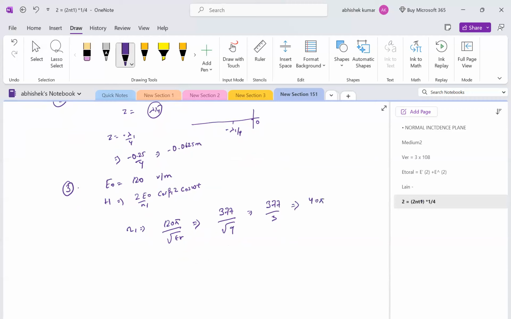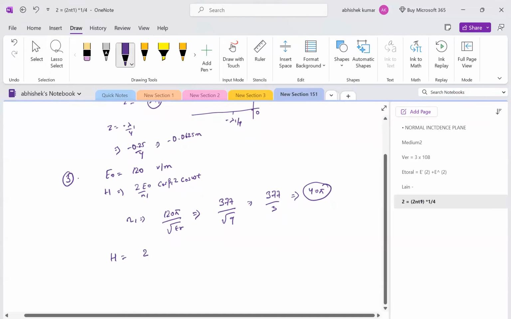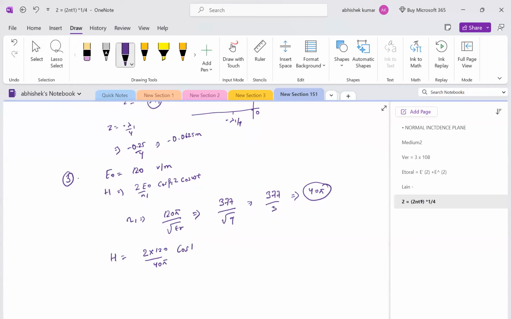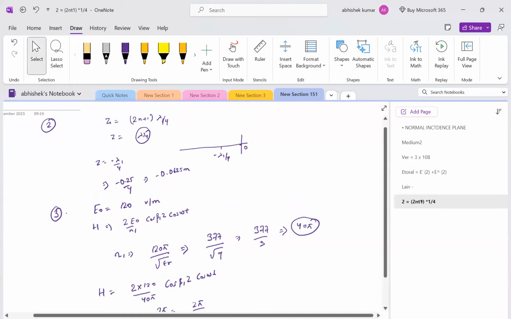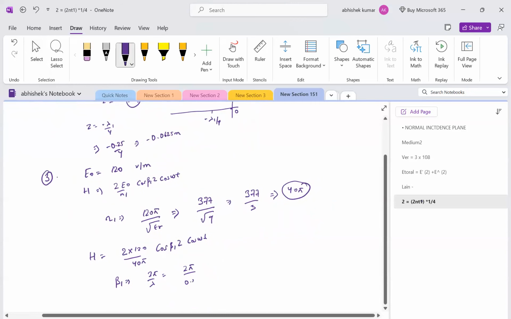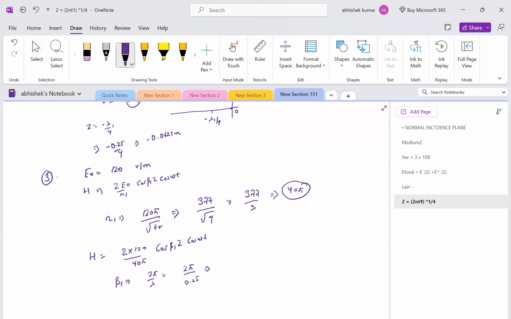Basically, if you calculate it, N1 is 40 pi. E naught was given, 120. N1 is 40 pi, cos beta 1 z cos omega t. Beta 1 is nothing but 2 pi by lambda, and lambda is given to you. We already found lambda as 0.25. So beta 1 will be around 8 pi.